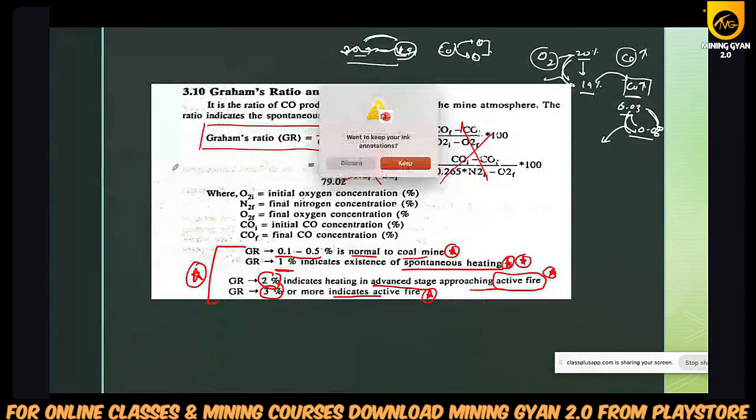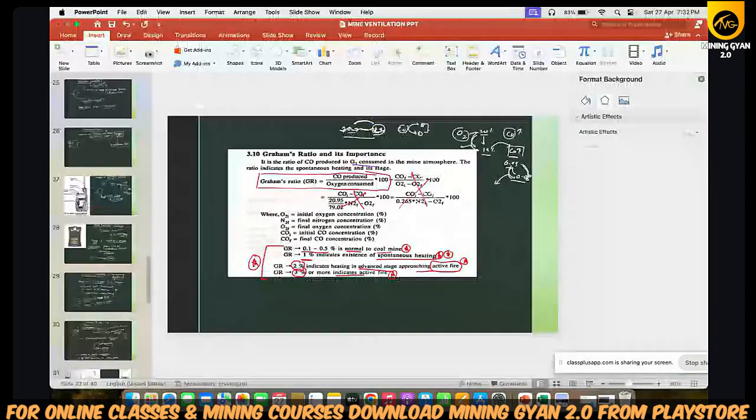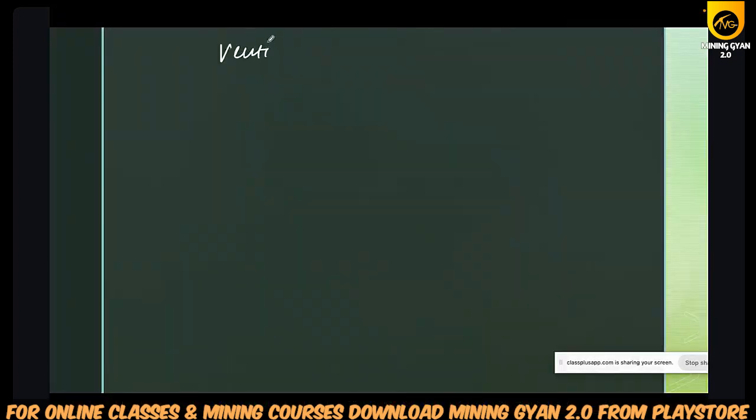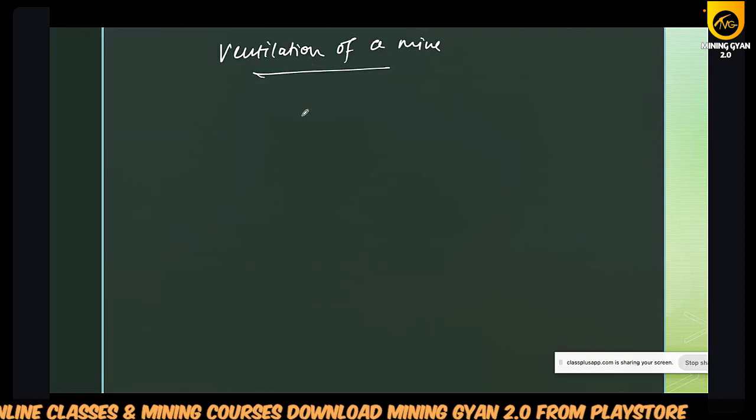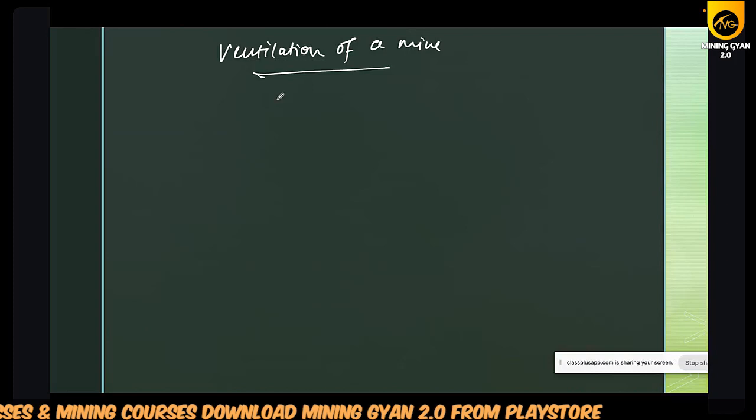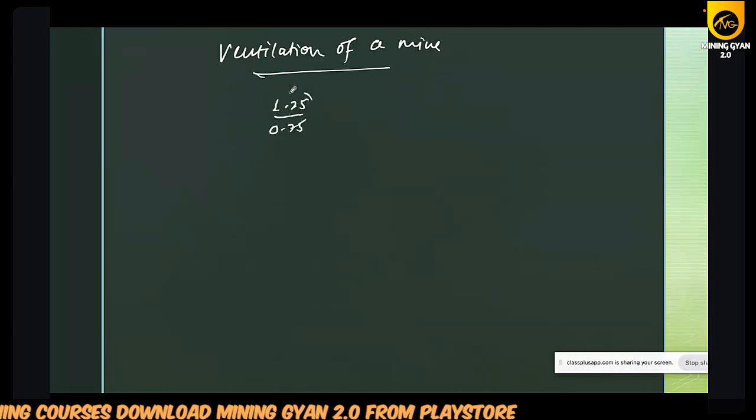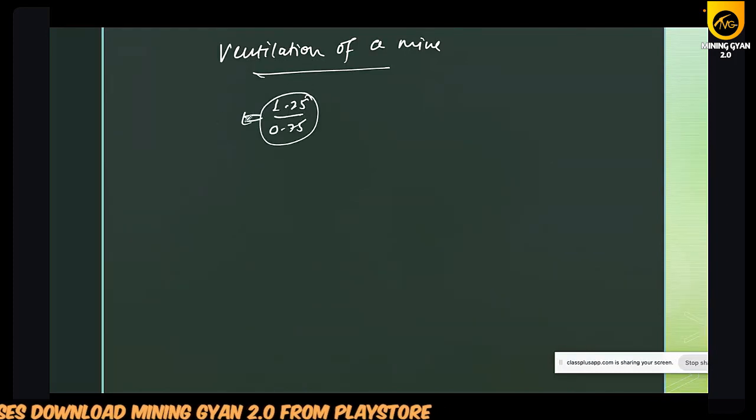So I think I told you why we need ventilation in the mines. We have discussed it a lot of times. So ventilation of mines, I told you that fire damp is 1.25 in return, 0.75, this ratio we have seen of CH4.